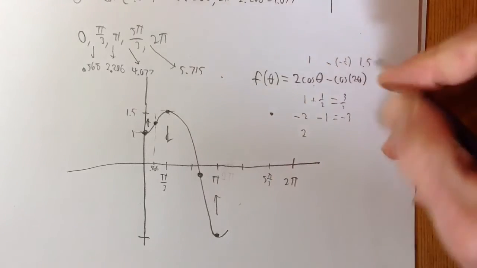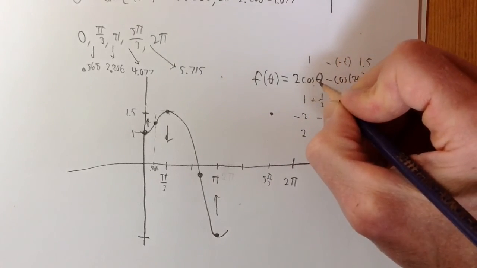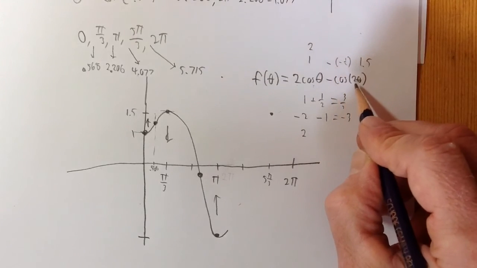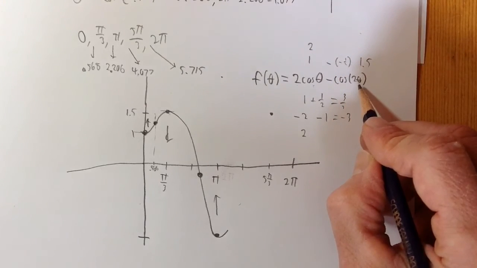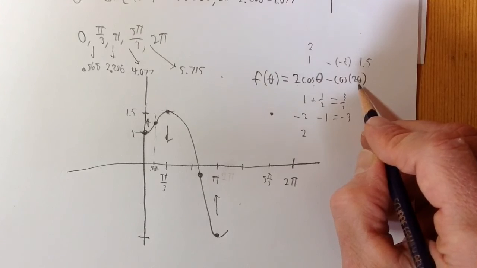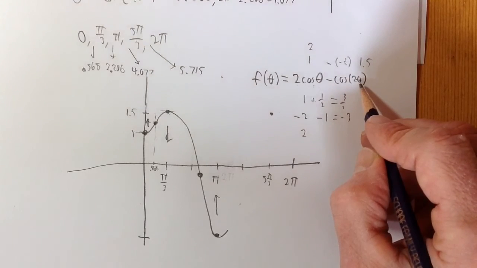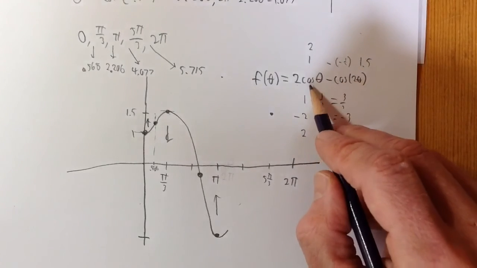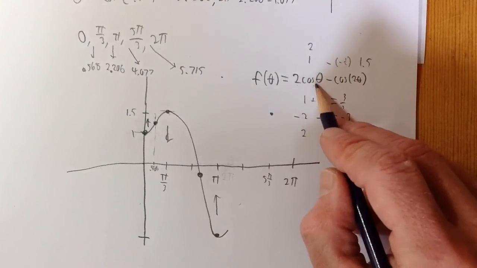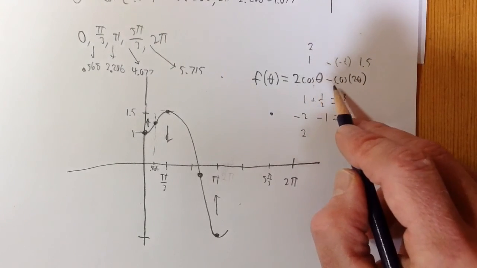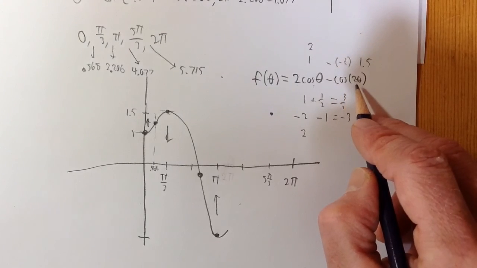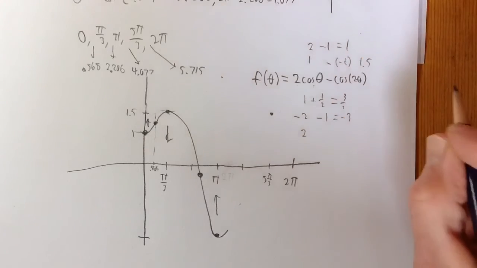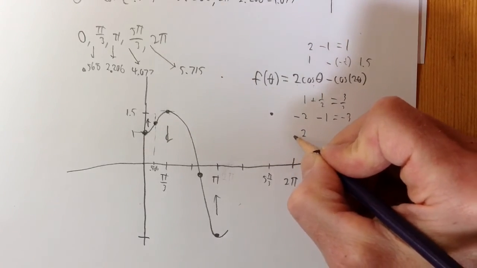And then at 2 pi, what happens? Cosine of 2 pi is 1, so that would be 2 minus cosine of 4 pi, which is also 1, so it would be 0. So it looks like it's actually 0. Wait, did I do that right? Cosine of 2 pi is 1, that would be 2, minus cosine 4 pi, minus 1. Oh, so it would be 2 minus 1, which is 1. So at 2 pi it's 1, so it goes up to here.